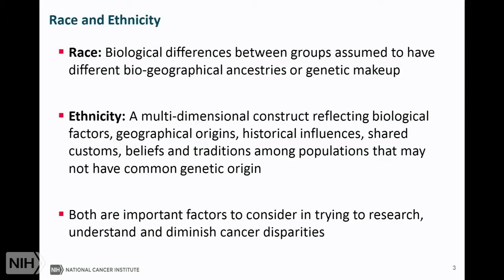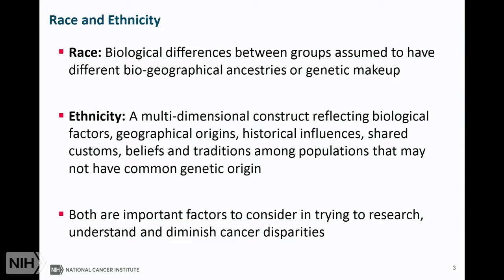I'm going to start with a couple of definitions. There's a couple of slides like this, so bear with me. Throughout the talk, I often mention things like racial disparities or ethnic disparities, but I think it's very important at the beginning to define them and to note that both are important in this type of research. When we use the term race, what we're generally referring to are biological differences between groups assumed to have different biogeographical ancestries or genetic makeup. So often when we talk about race, it's referring to ancestral or genetic factors. Ethnicity, while related, is distinct. Here we're talking about a multidimensional construct reflecting biological factors, geographical origins, historical influences, shared beliefs and customs that may or may not have a common genetic origin.